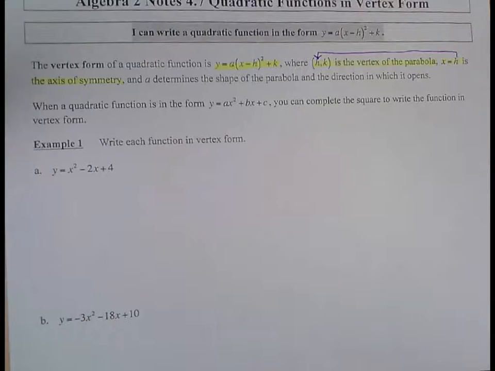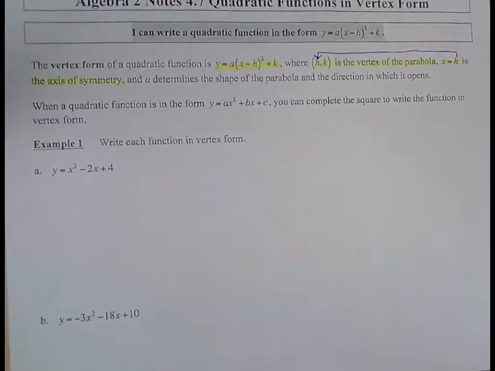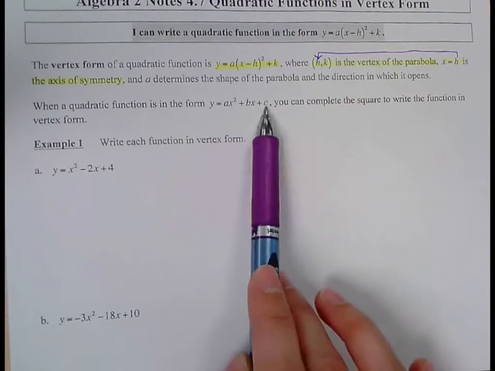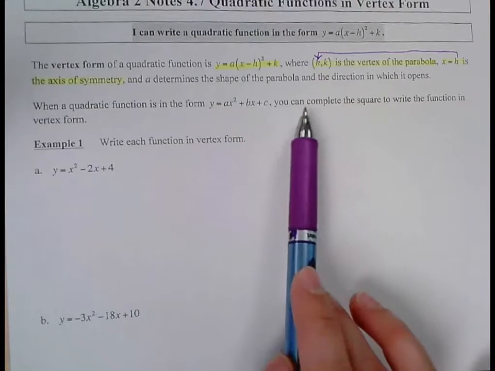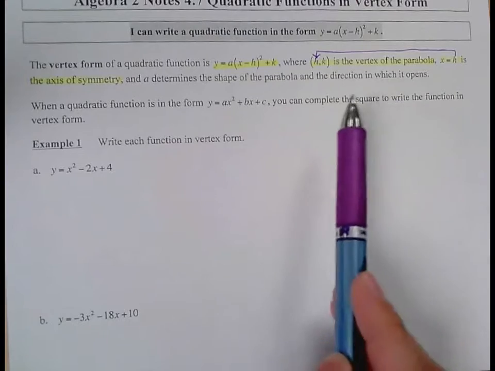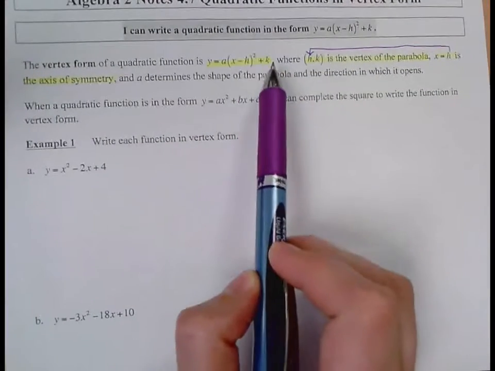So in example 1, I know there's 3 problems. We are going to go from a standard form equation into a vertex form equation. So any equation that starts out in the form ax squared plus bx plus c can be written into this form by completing the square. So we're going to review completing the square. And hopefully you can see where completing the square would come into play.